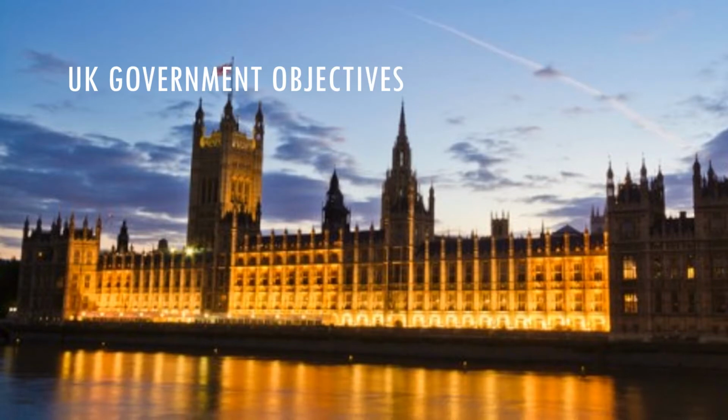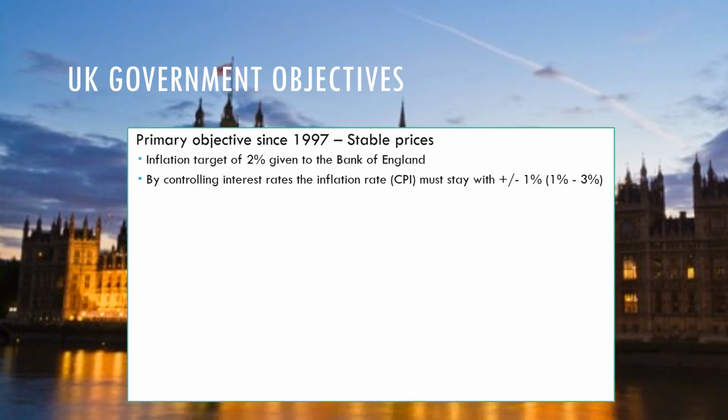So the UK government's main macroeconomic objectives, which of these are particularly important for the UK government? Well, the number 1 objective has been low and stable inflation. So the government's target for the rate of inflation is 2% per year, as measured by the Consumer Price Index. And that target of 2% must stay within a range of plus or minus 1%.